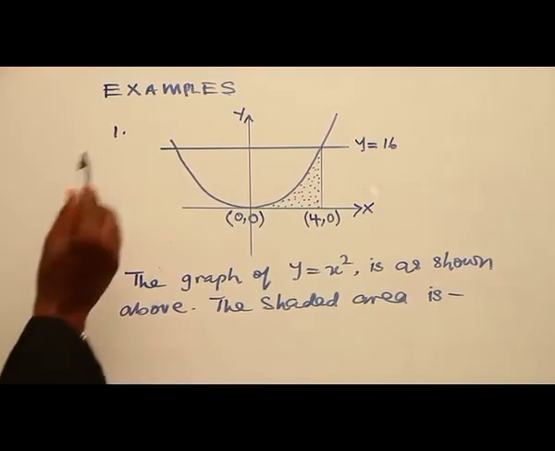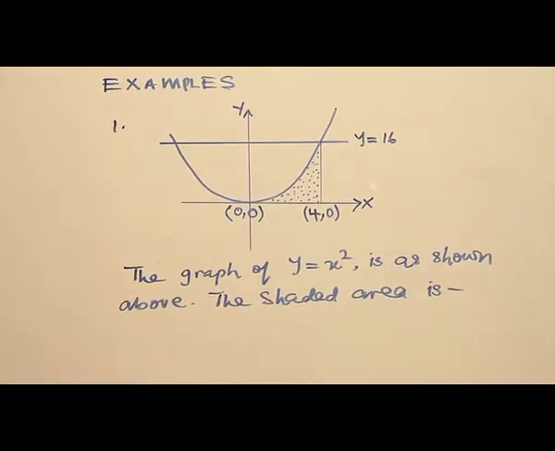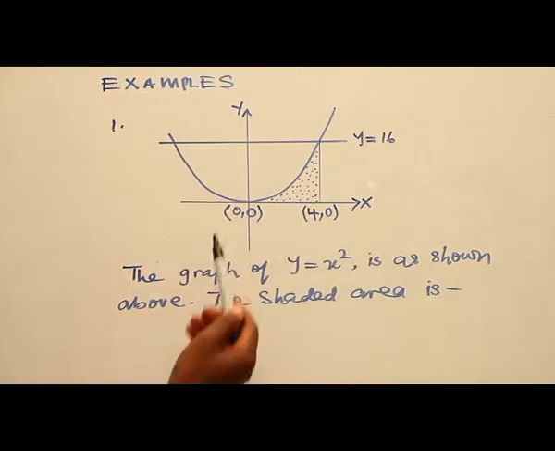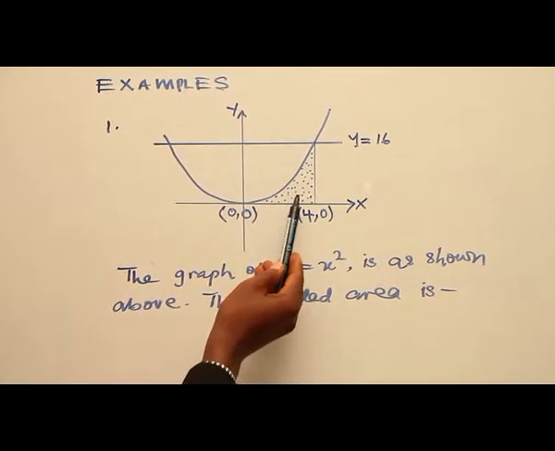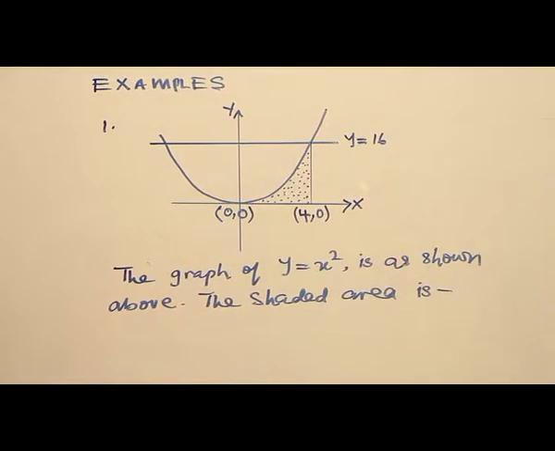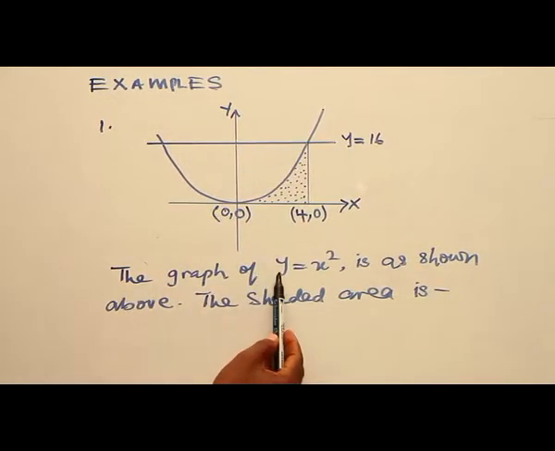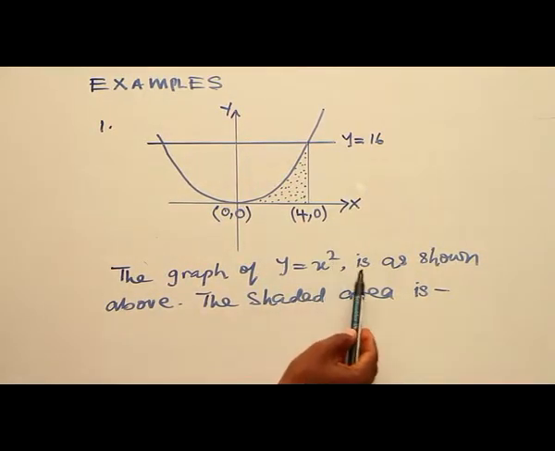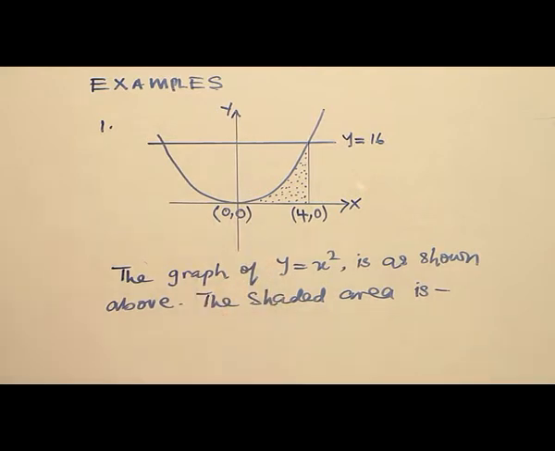We'll take the first example, number 1. Here is a graph, and there's a region that is shaded. They said that the graph of y equal to s squared is as shown above. The shaded area is dash. Our solution.